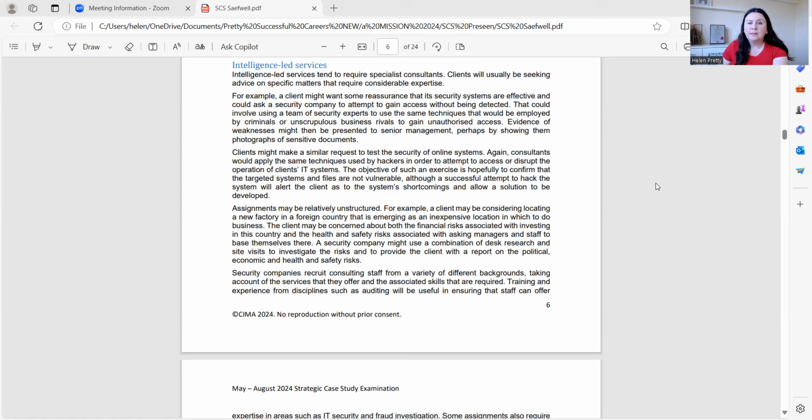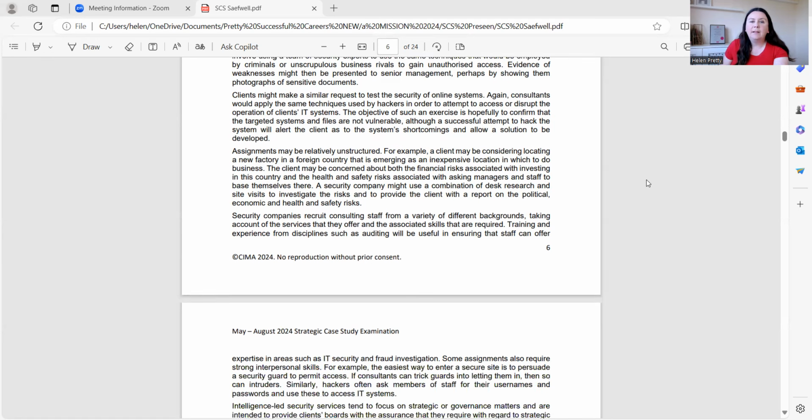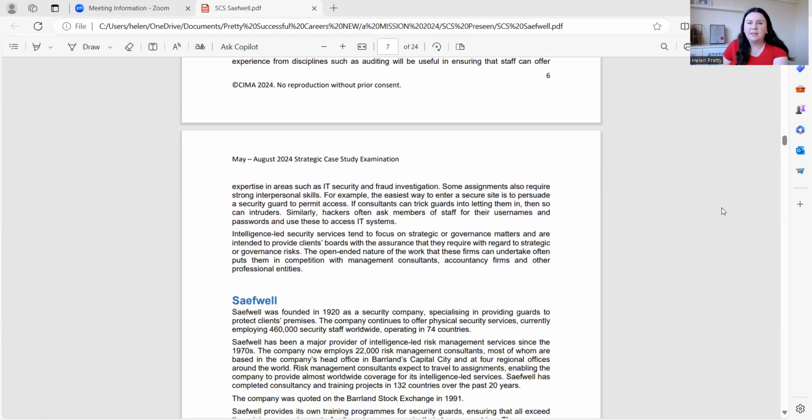Security companies recruit consulting staff from a variety of different backgrounds, taking account of the services that they offer and the associated skills that are required. Training and experience from disciplines such as auditing will be useful in ensuring that staff can offer expertise in areas such as IT security and fraud investigation. Some assignments also require strong interpersonal skills. For example, the easiest way to enter a secure site is to persuade a security guard to permit access. If consultants can trick guards into letting them in, then so can intruders. Similarly, hackers often ask members of staff for their usernames and passwords and use these to access IT systems.